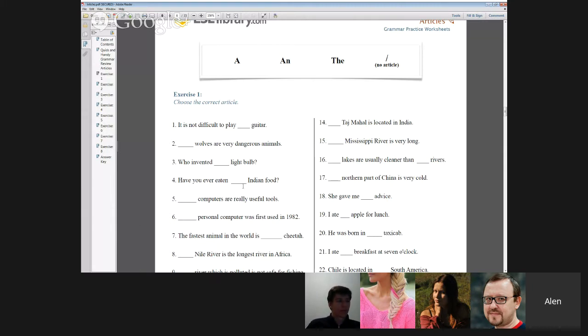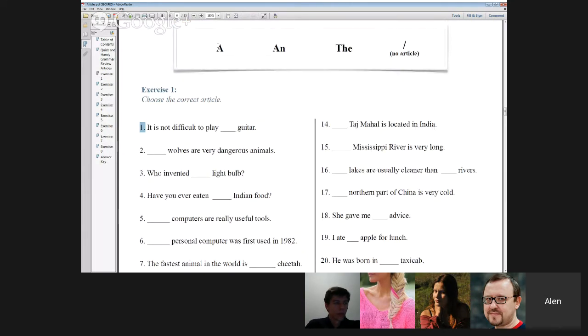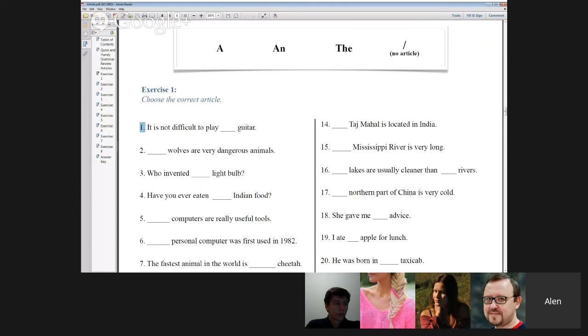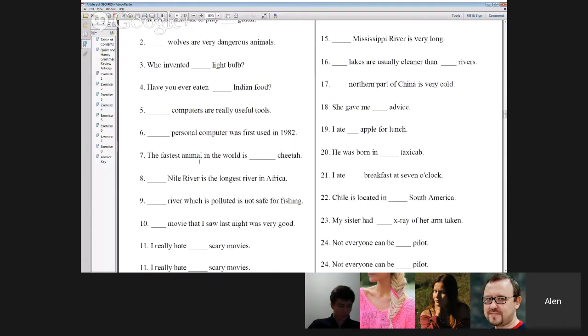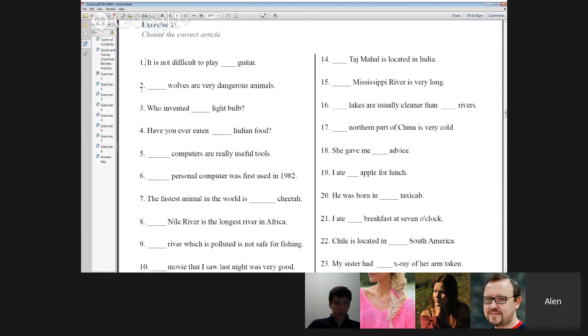So, exercise number one. Sergey, let's start with you. Number one, I'll make it a bit bigger so you can see. All right, so, which article do you think fits there? And see if you can get it right. A, it's not difficult to play a guitar. It's not difficult to play a guitar. Okay, why do you think we use a? Because we don't know what guitar exactly to play. Mm-hmm. We don't know what guitar. Yeah, good. Yeah, very good. So we say a guitar. Yeah, excellent. All right, good. All right, number two.